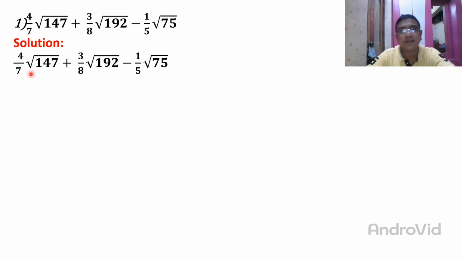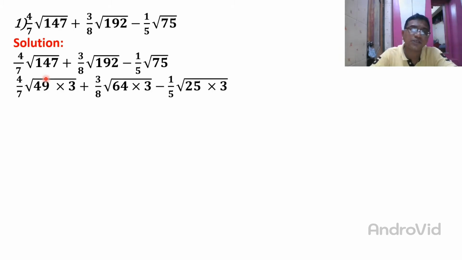So 4 upon 7 remains as it is. 147 can be factorized as 49 into 3. What do we get? 9 3s are 27, 2 3s are 6, 6 plus 2 is 8... so 147 is factorized as 49 into 3, and the square root of 49 can be found very easily.